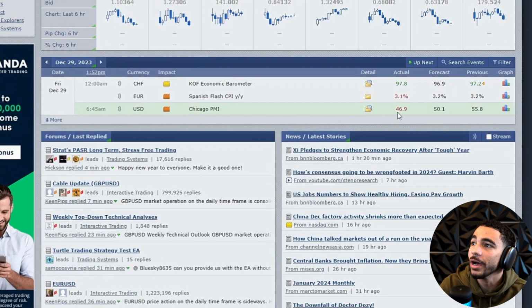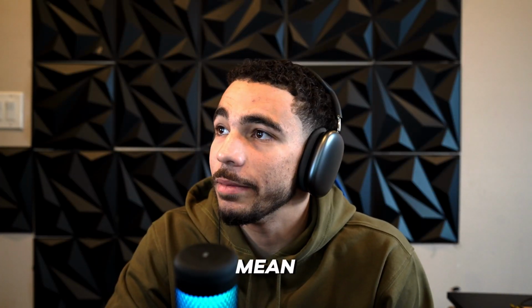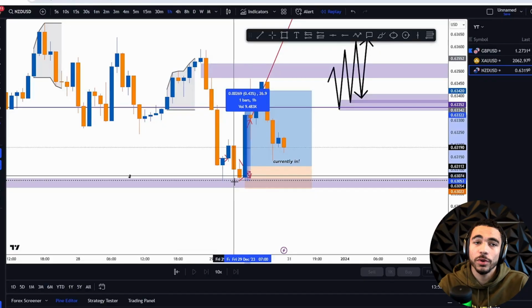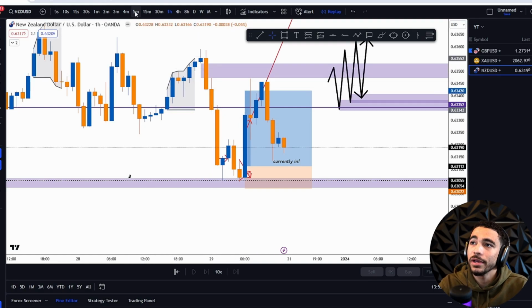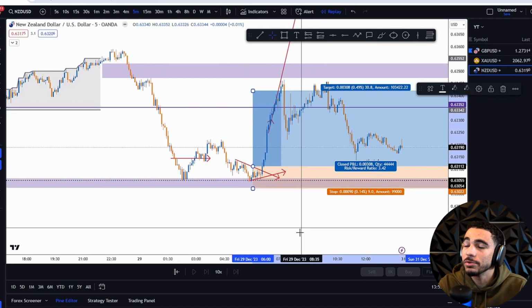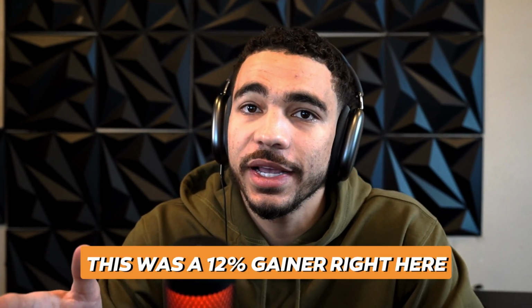We had Chicago PMI, and it was expected to be economically shrinking, which is good for the dollar. That means we would get a bearish dollar, which would mean a bullish NZDUSD. Plus, it absolutely lost the expectations. I looked where price was at, and it was priced in perfectly, so I decided to take that chance on it. And as you guys can see, take profit was absolutely smacked. I took this on a 1 to 3.5, but I was 4% risk. This was a 12% gainer right here.